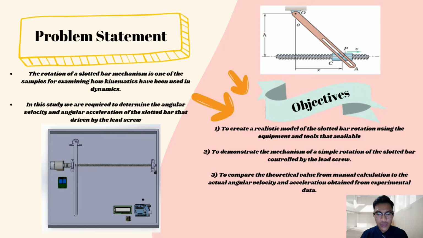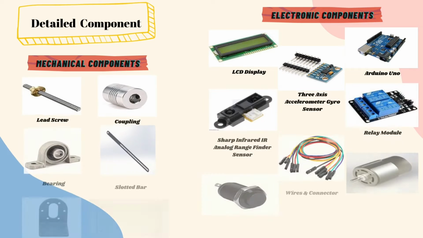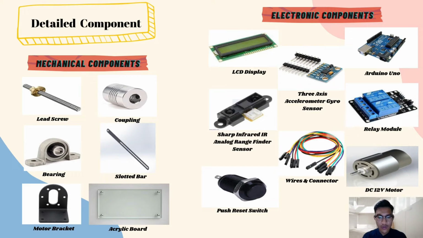From the problem statement, we can identify the objectives. First, to create a realistic model of the slotted bar with the rotation using the equipment and tools that are available. Second, to demonstrate the mechanism of a simple rotation of the slotted bar that is controlled by the lead screw. And lastly, to compare the theoretical value from the manual calculation to the actual angular velocity and acceleration obtained from the experimental data. So this is our detail of the components that have been used in our project.